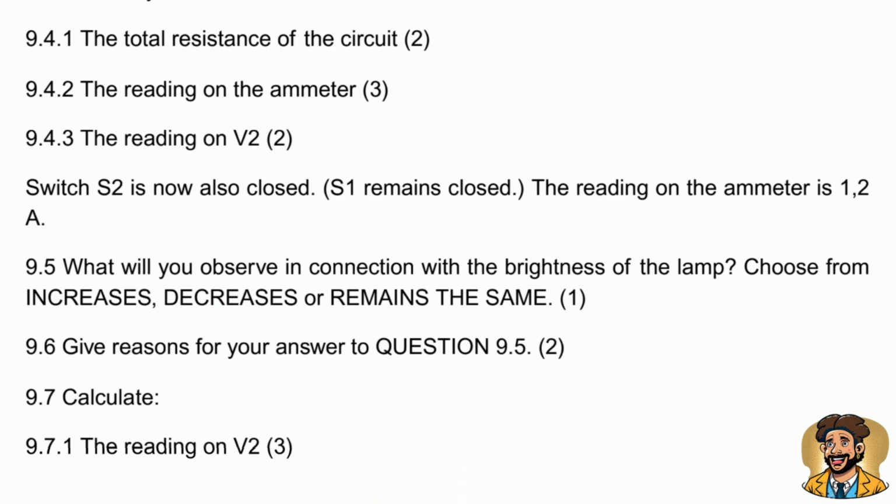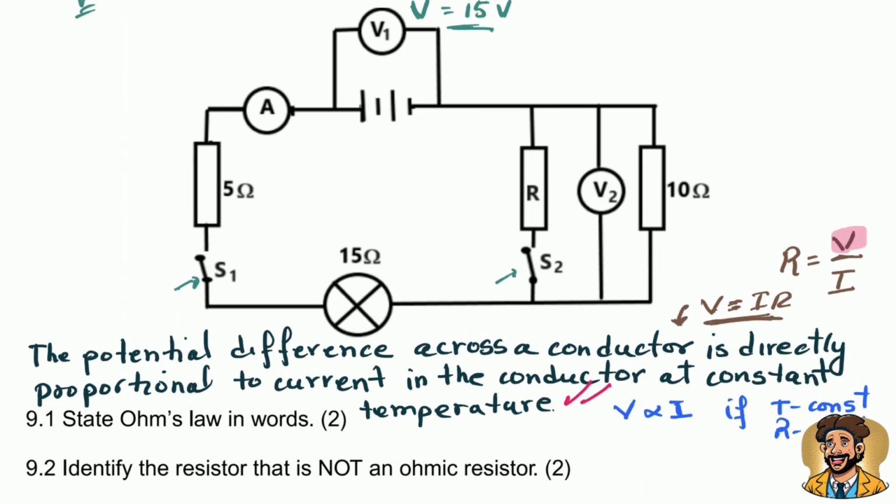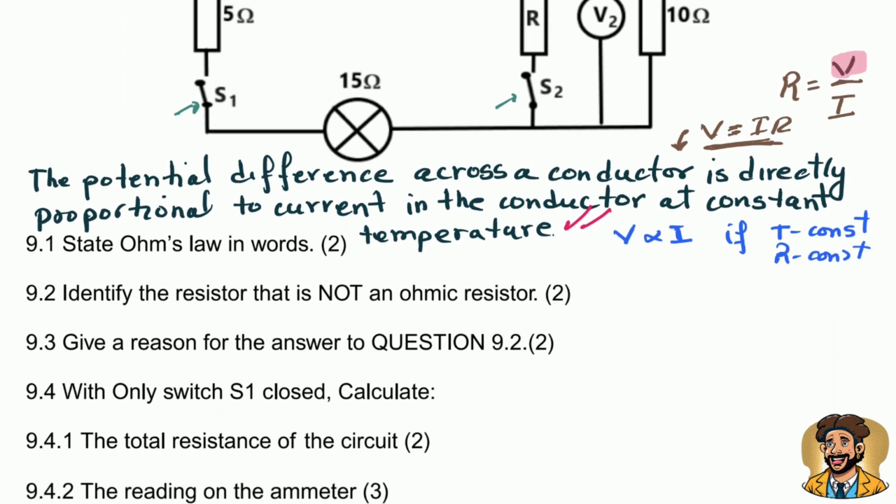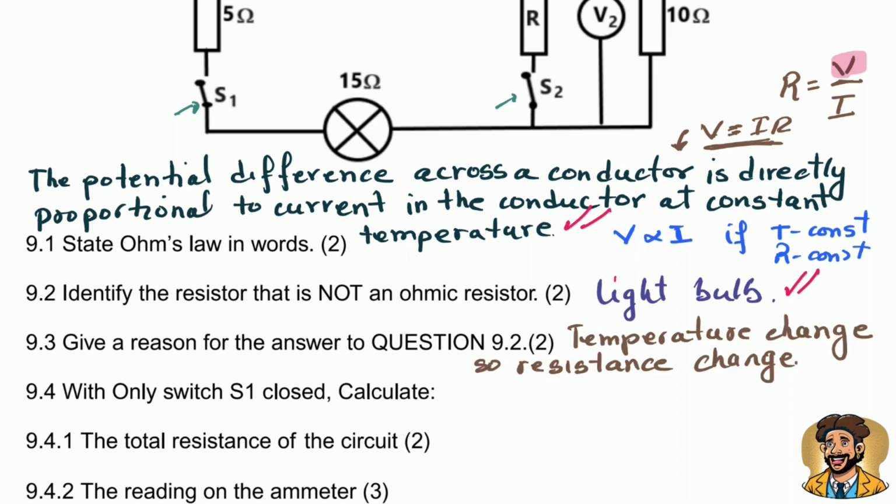So if we go to the question, we have a light bulb there. So the answer is the light bulb. And they gave you 2 marks just for saying the light bulb. You just have to identify, which is quite simple. Give a reason for your answer. Well, yeah, guys, we just explained that one. So you can just say that temperature change, so resistance also change. So I hope so far so good.